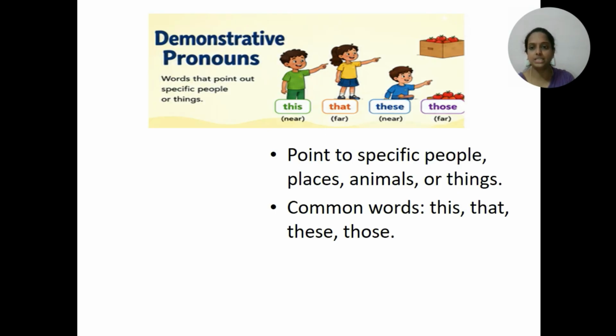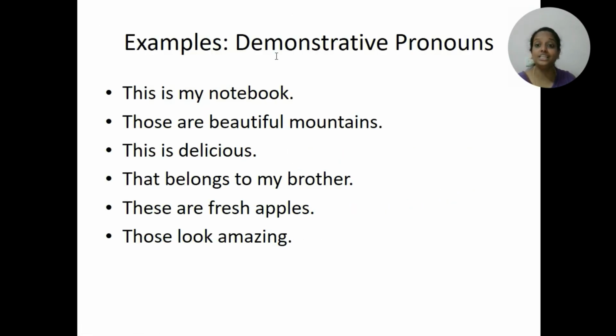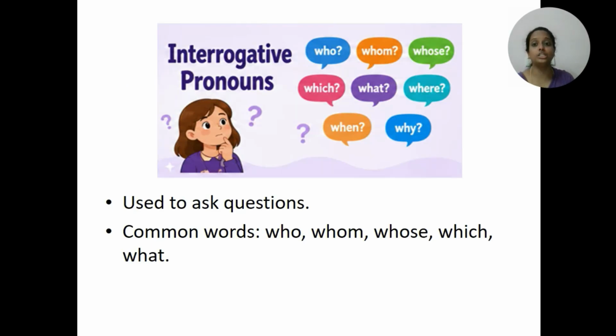Let's see some examples. This is delicious. That belongs to my brother. These are fresh apples. Those look amazing. Okay, let me give you an easy trick for this. Think about your finger. Whenever you're pointing, you're probably using a demonstrative pronoun. Okay?